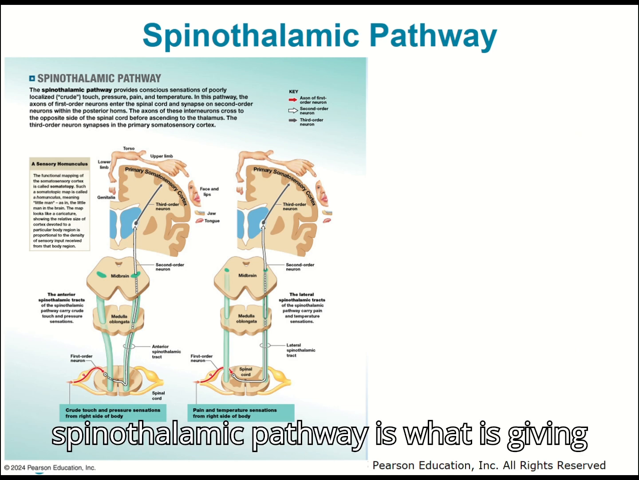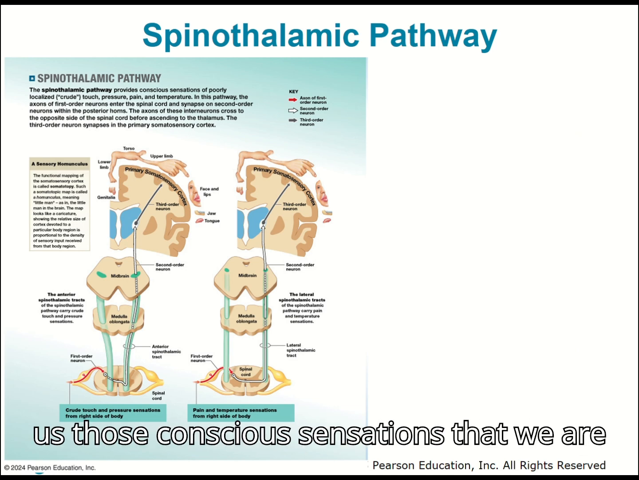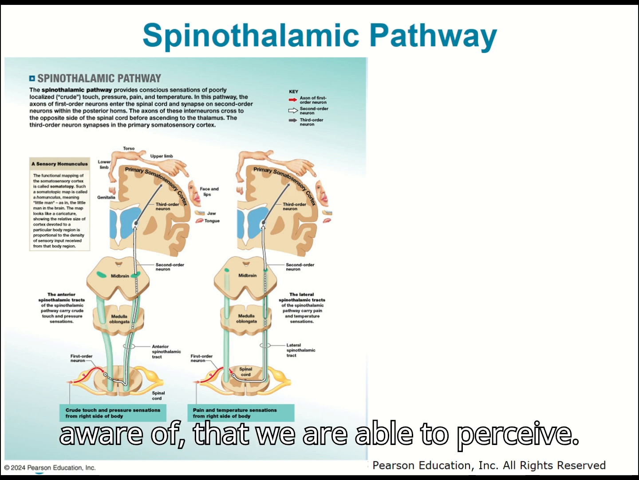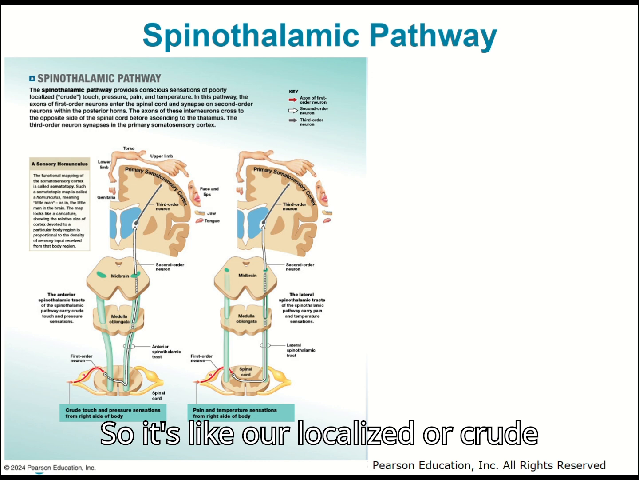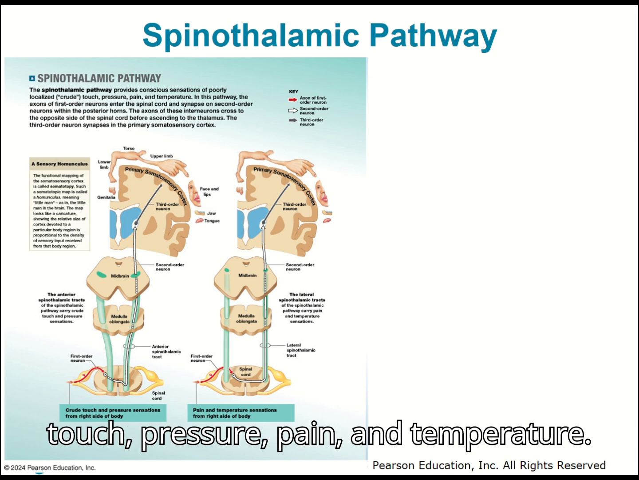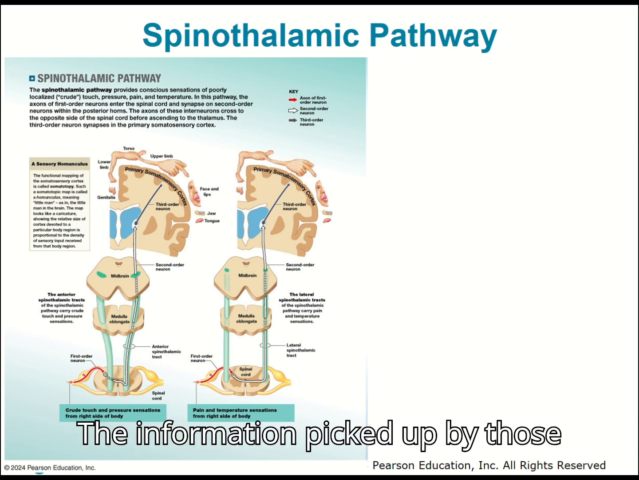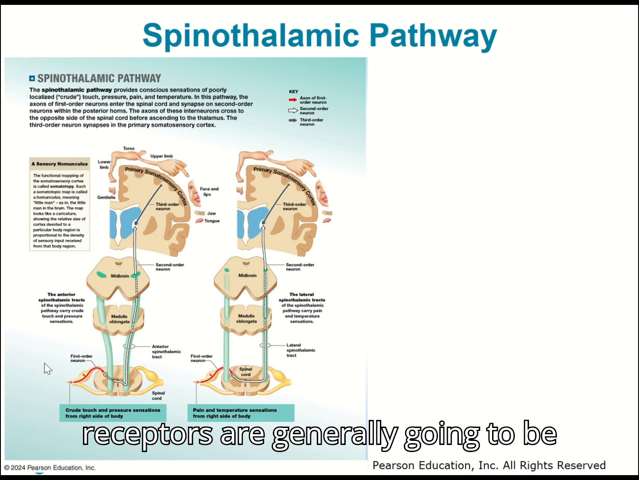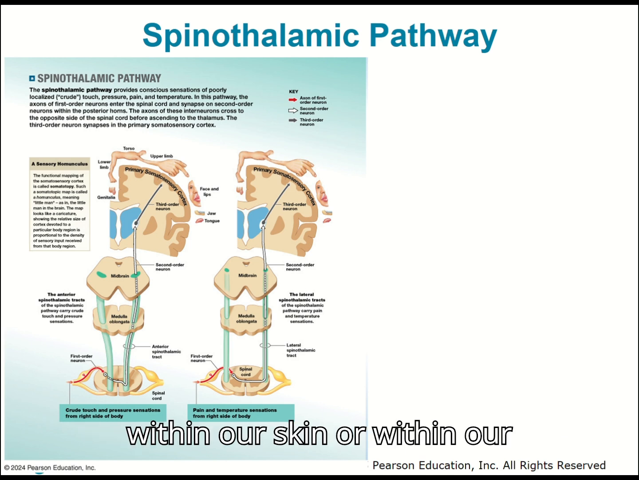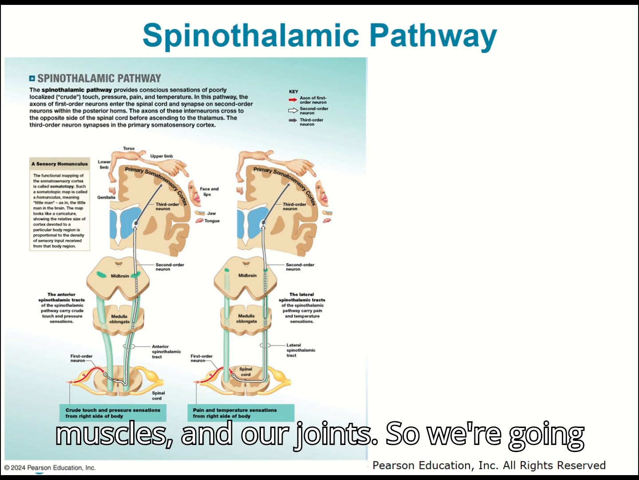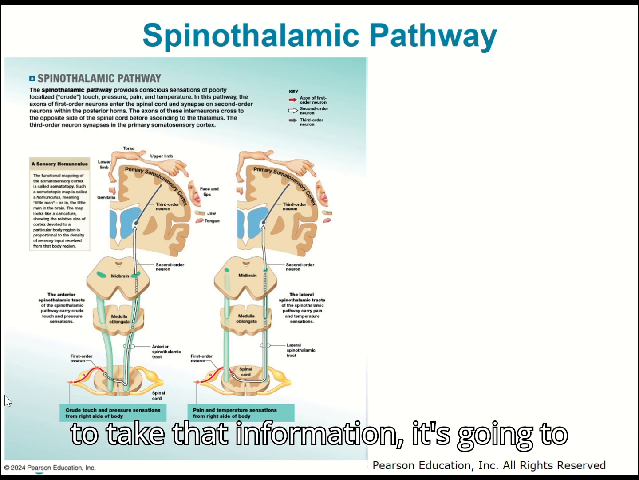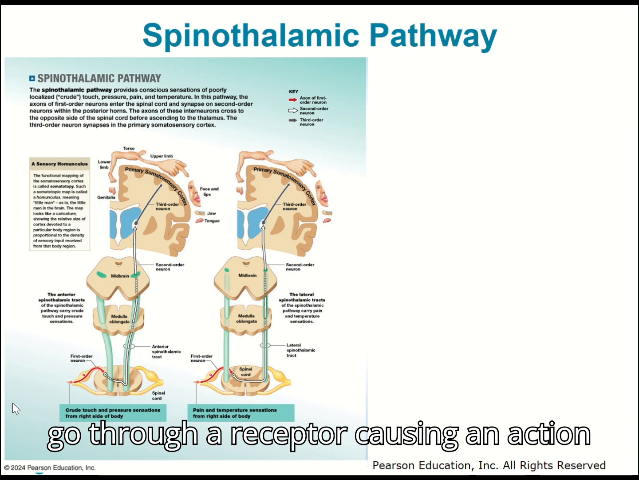Our spinothalamic pathway is what is giving us those conscious sensations that we are aware of, that we are able to perceive. So it's like our localized or crude touch, pressure, pain, and temperature. The information picked up by those receptors is generally going to be within our skin or within our muscles and our joints.